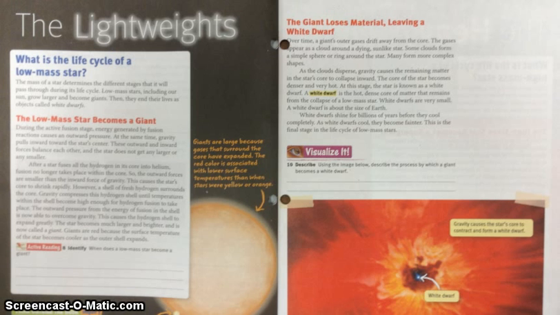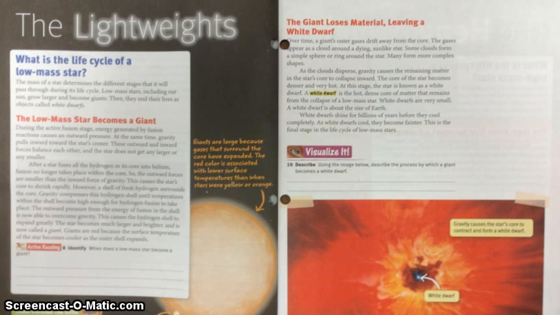As the clouds disperse, gravity causes the remaining matter in the star's core to collapse inward. The core of the star becomes denser and very hot, and at this stage the star is known as a white dwarf. A white dwarf is the hot, dense core of matter that remains from the collapse of a low-mass star. Remember that what's left in the core of that star is mostly helium at this point. And all of that matter is going to be crushed in on itself even more than it was originally. So this white dwarf is going to be very, very small and dense.